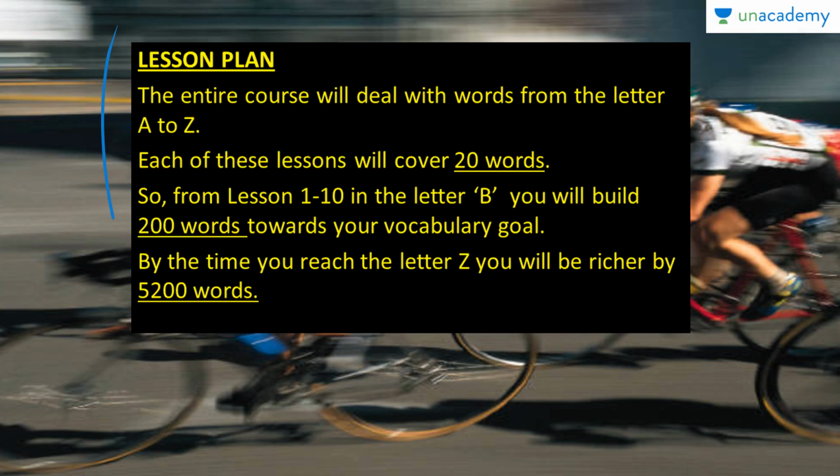Lesson plan. The entire course will deal with words from A to Z. Now each of these lessons will cover 20 words. So from lesson 1 to 10 in the letter B, you will build 200 words towards your vocabulary goal. By the time you reach the letter Z, you will be richer by 5,200 words, not to mention the words you already know. So it will be an awesome pyramid for sure.